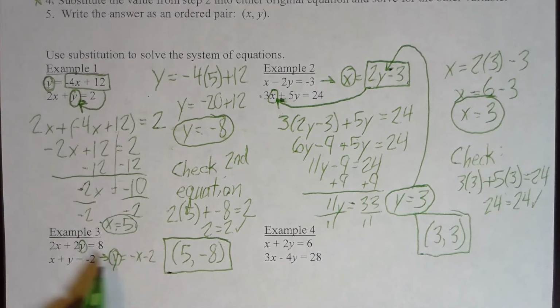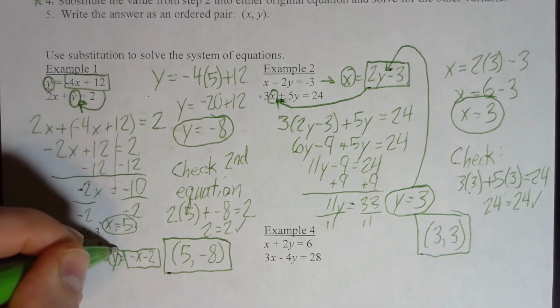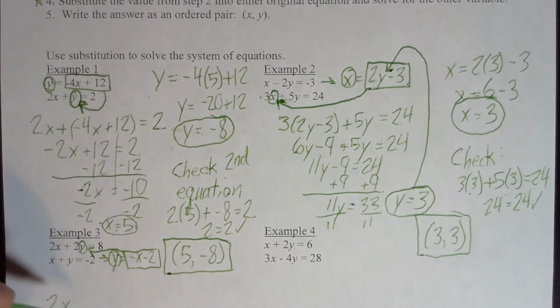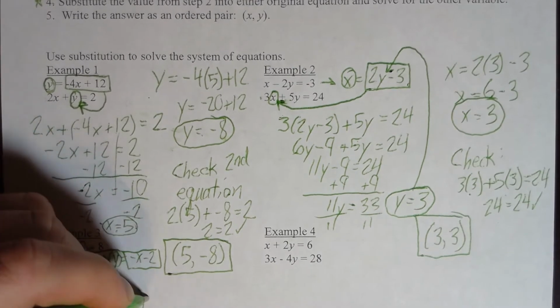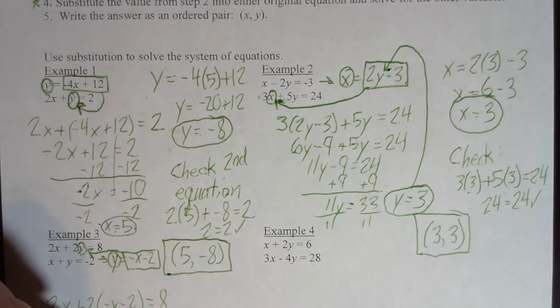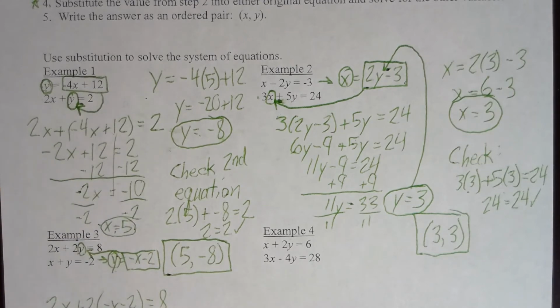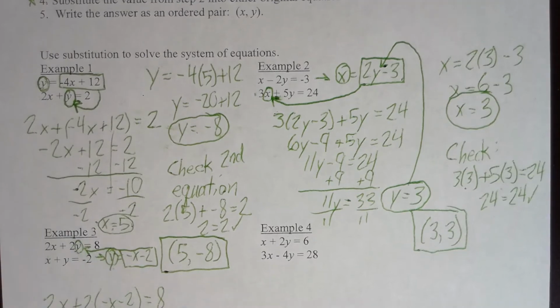So I solved for y, so I'm circling the y's in both equations. Here is my definition, and I'm putting my definition in here for y. And I get 2x plus 2 times negative x minus 2 equals 8. I need to do distributive property. 2x minus 2x. Uh-oh. What happened? Those go away, and I get negative 4 equals 8.